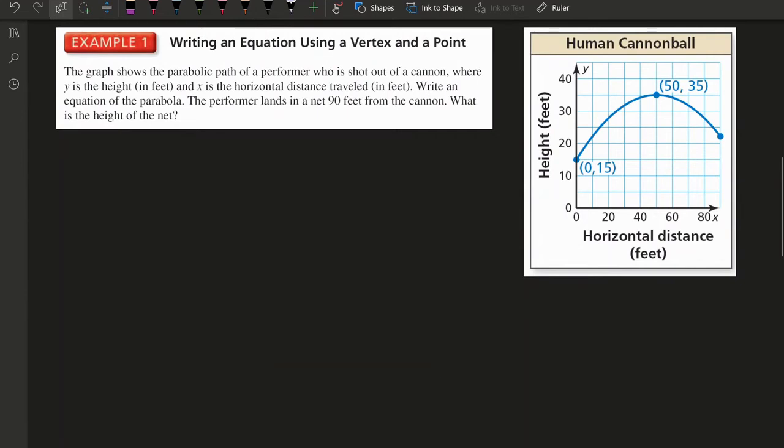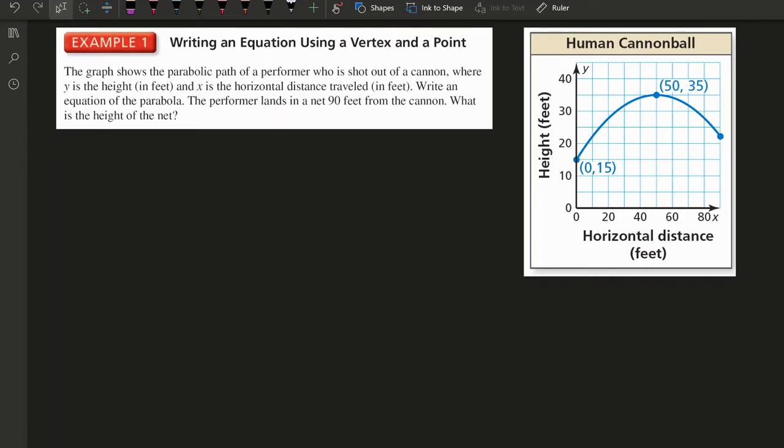So the graph shows the parabolic path of a performer who is shot out of a cannon, where y is the height in feet and x is the horizontal distance traveled in feet. Write an equation of the parabola. The performer lands in a net 90 feet away from the cannon. What is the height of the net?